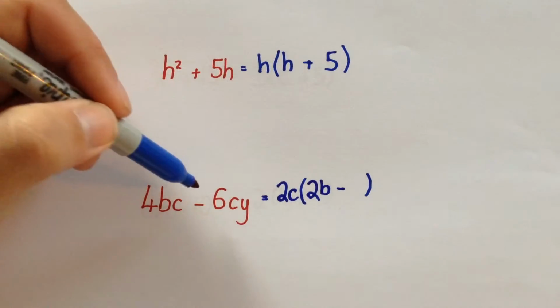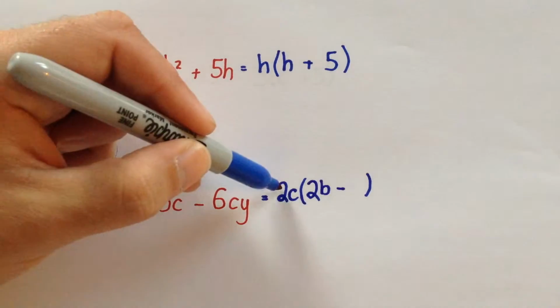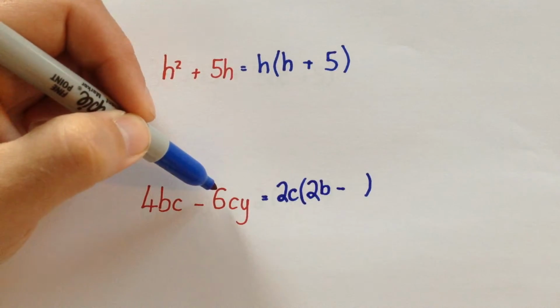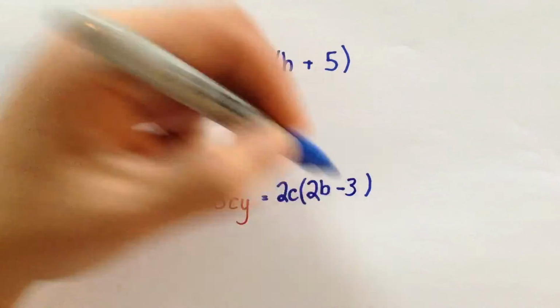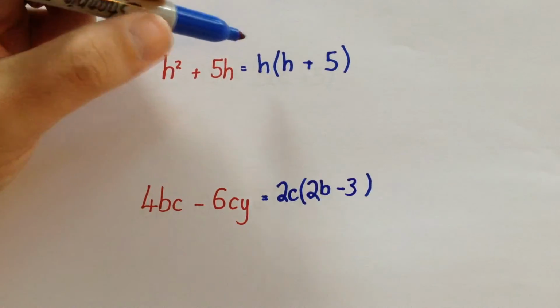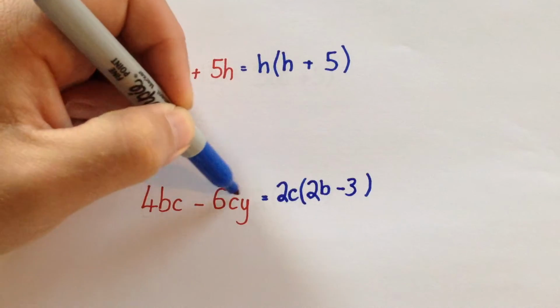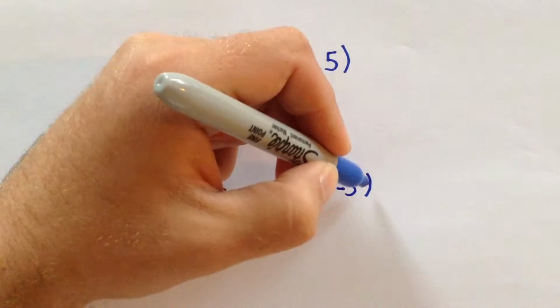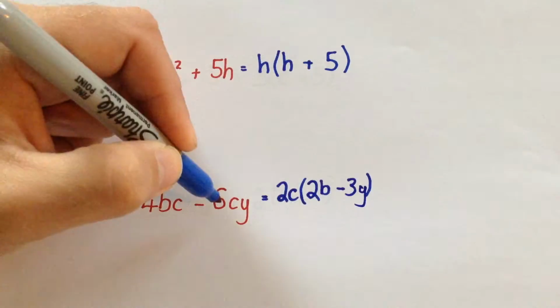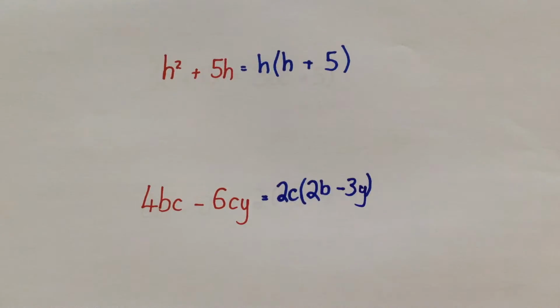Again, treat the numbers and letters slightly separately. 2 times what would make 6, 2 times 3. And then for the letters, I've got c on the outside, but I need it to be cy. So it's c times y to get the final term.